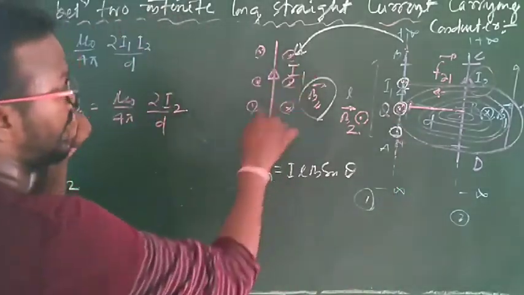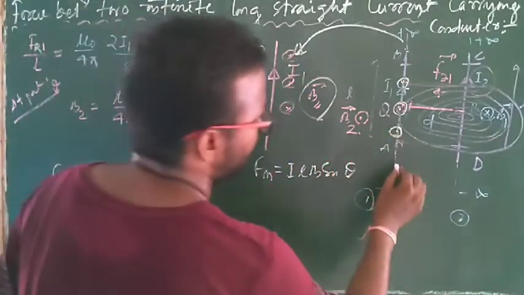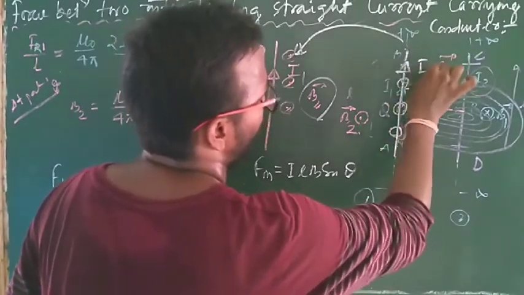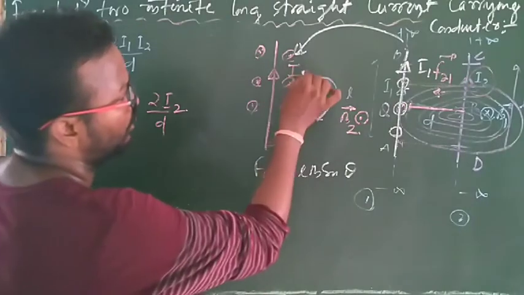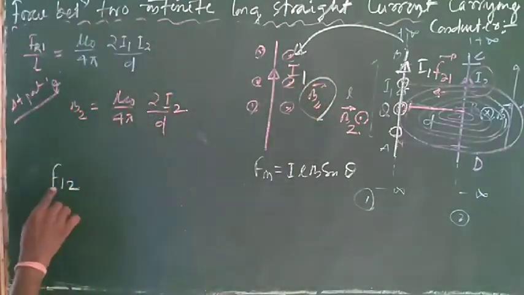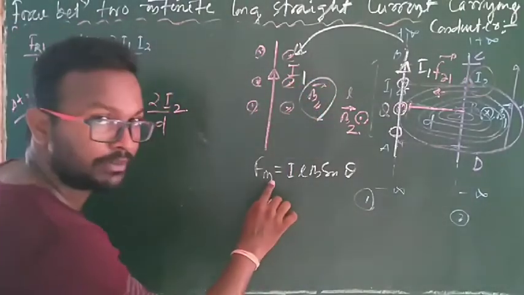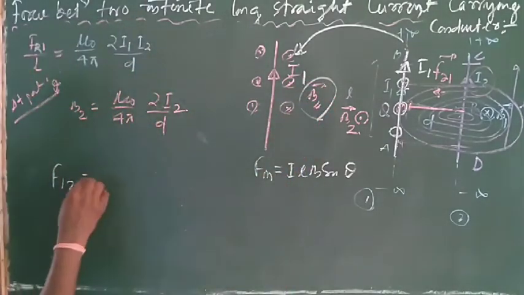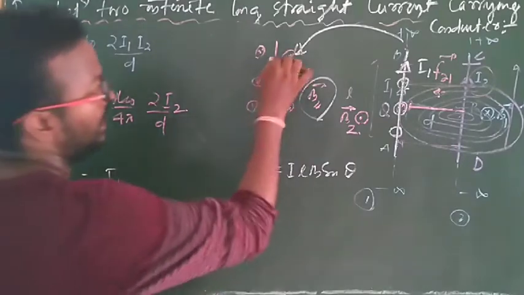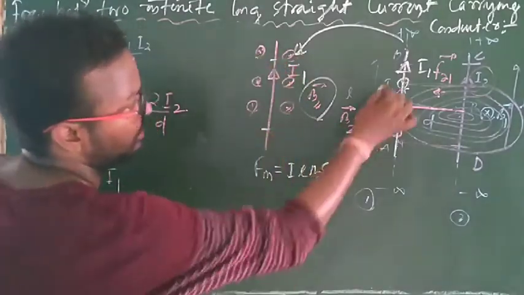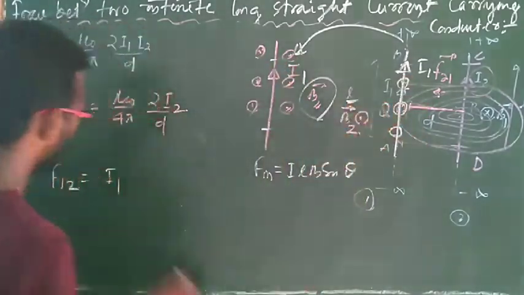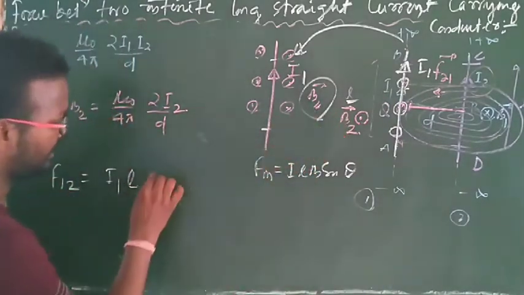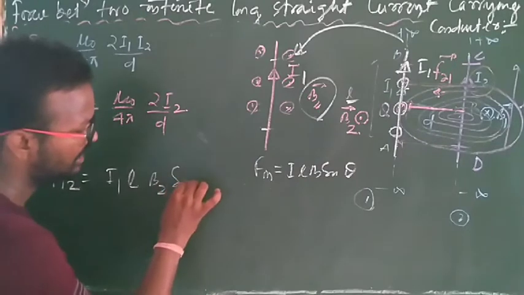So this is a uniform magnetic field in the outward direction, and there is an infinite conductor. This is the direction of flow of current I1. That means F12 equals ILB sin theta. Here I equals I1, and this is unit length L of the conductor. So you can write ILB, where B means B2, into sin theta.